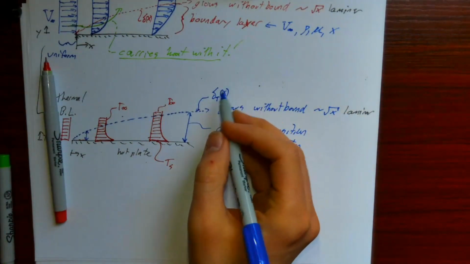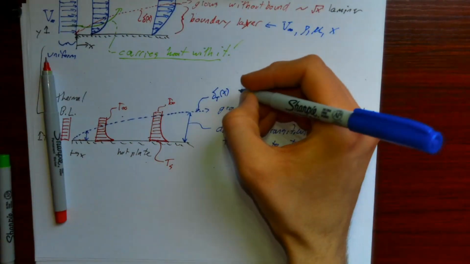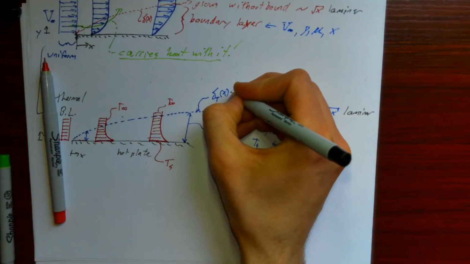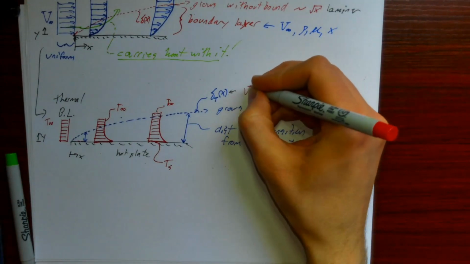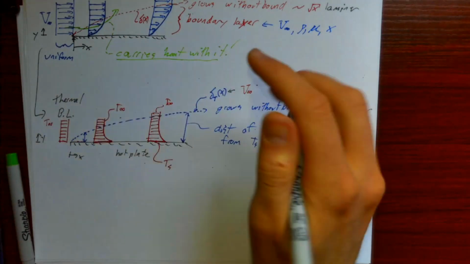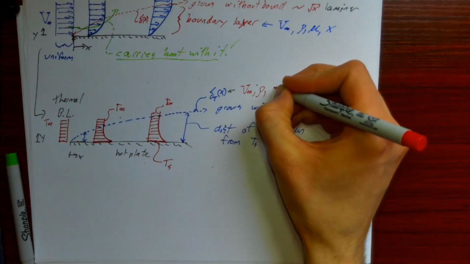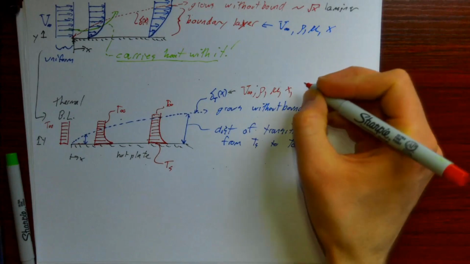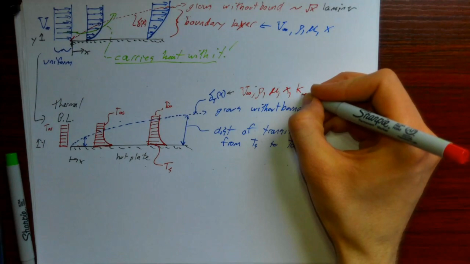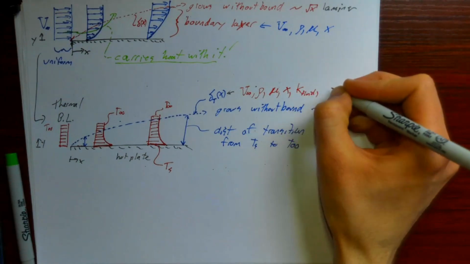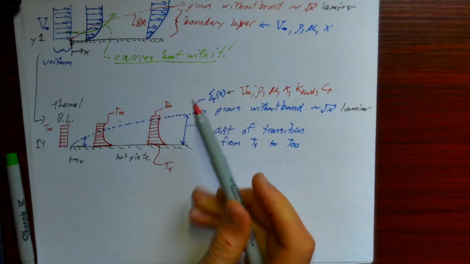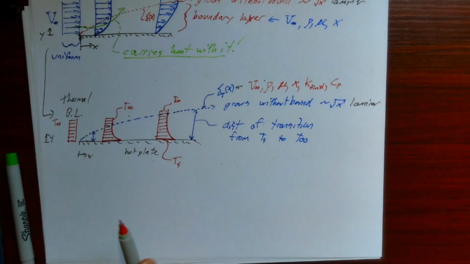The thickness of the thermal boundary layer is a function of the same things that the hydrodynamic boundary layer is a function of, but it's also a function of the thermal properties of the fluid as well. So it's a function of K fluid and the specific heat of the fluid as well. So that's basically what this thermal boundary layer tends to depend on.